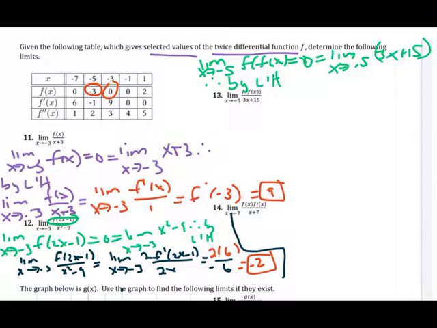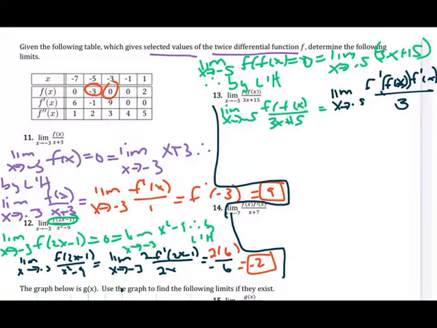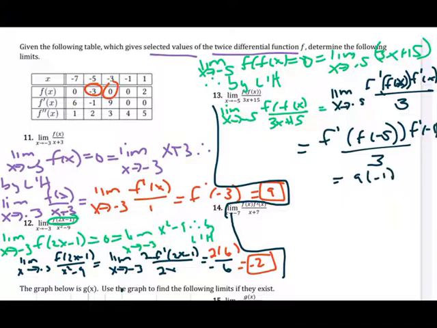Now remember, you're going to take the derivative of the numerator using the chain rule. So that's going to give you f prime of f of x times f prime of x. And then the derivative of the denominator is just going to be 3. And then if I use direct substitution, I'm going to get f prime of f of negative 5 times f prime of negative 5 all over 3, which is going to give me 9 times negative 1 all divided by 3, which is going to be negative 3.